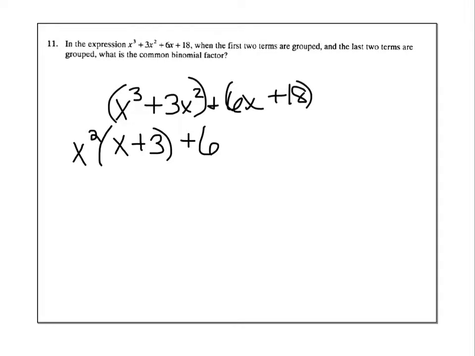The 18 doesn't have an x, so I don't have to take that out. 6x divided by 6 is x. 18 divided by 6 is 3. Do they have this in common? They do. It's exactly the same. So the answer would be x plus 3. That's your common binomial factor.